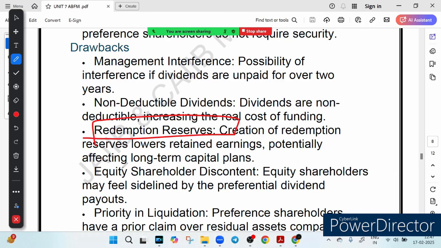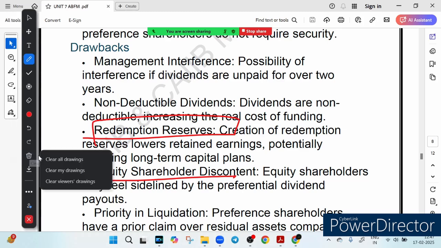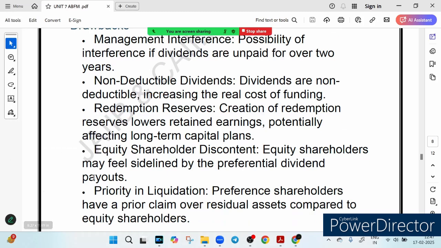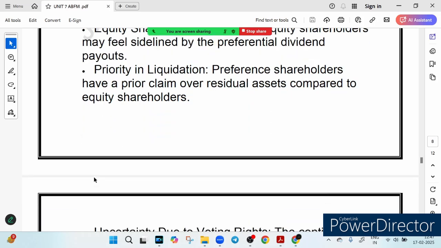And there is something called equity shareholder discontent. Equity shareholders might feel left out because preference shareholders get priority dividend before them. This can create dissatisfaction among common shareholders. And they have the priority in the liquidation. This is one of the disadvantages also. Why? Because if a company shuts down, preference shareholders get their money before equity shareholders. This means common shareholders may end up with nothing if there are not enough funds left.